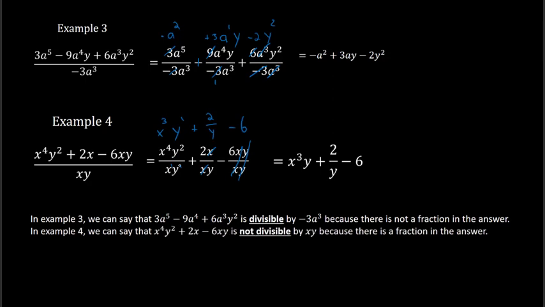So example 4 is not divisible because of this right here. There's a fraction left over. It does not divide evenly. So we say that x to the 4th y squared plus 2x minus 6xy is not divisible by xy because I cannot divide without having a fraction.